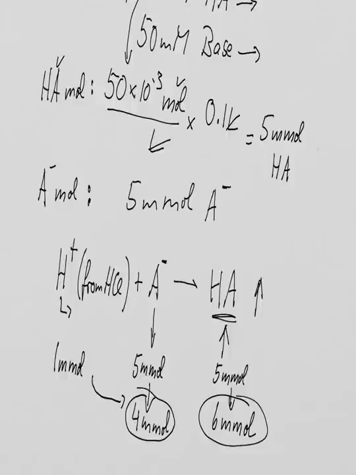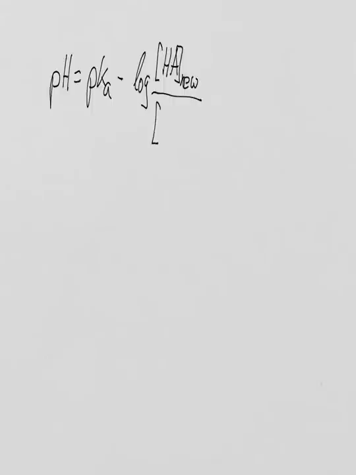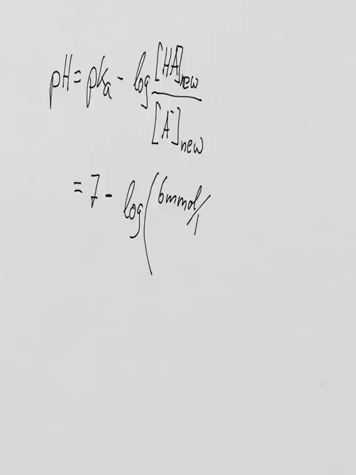Right, so how does that change our buffer? Let's write the Henderson-Hasselbalch equation again. pH equals pKa minus log of the new acid concentration divided by the new base concentration. So we have pKa equals 7 minus log. Now we said our new acid concentration is 6 millimole in a volume of 101 milliliter. And the base is 4 millimole, also in the same volume, 101 milliliter.